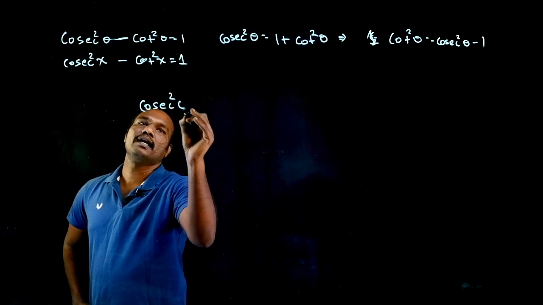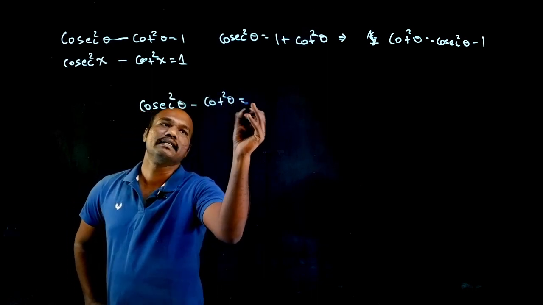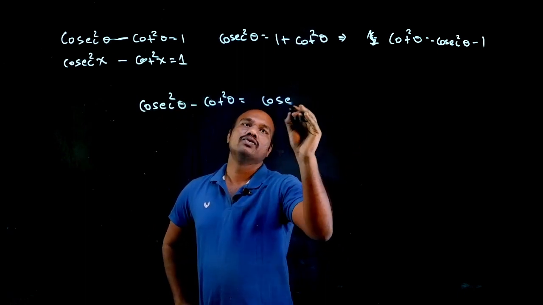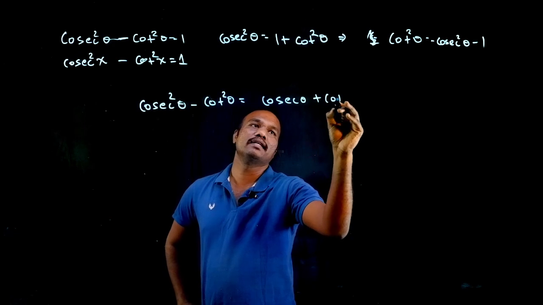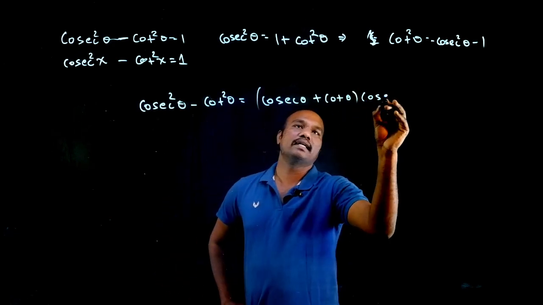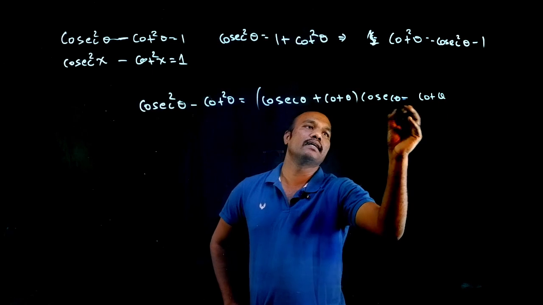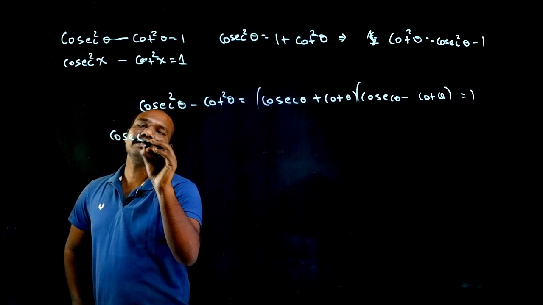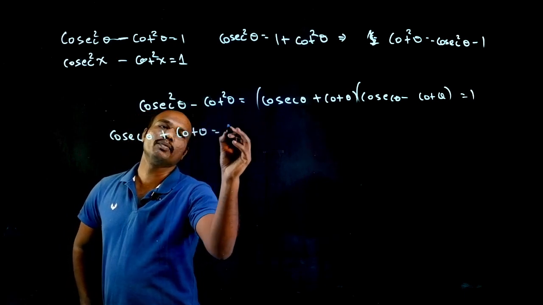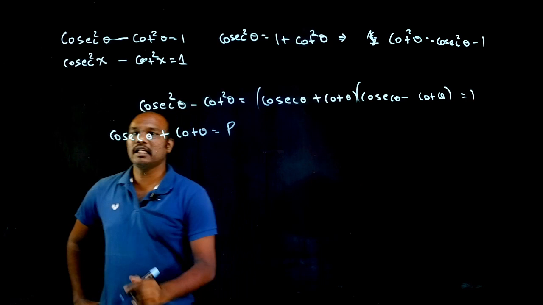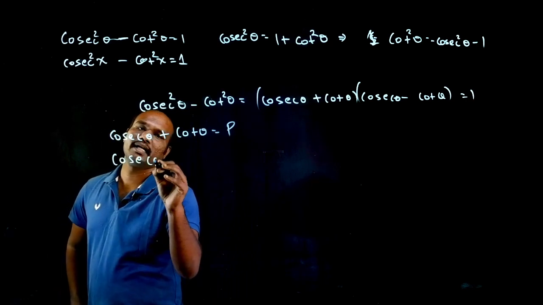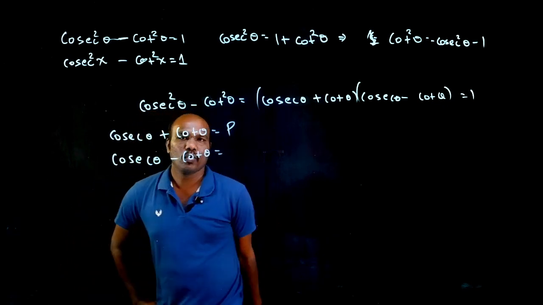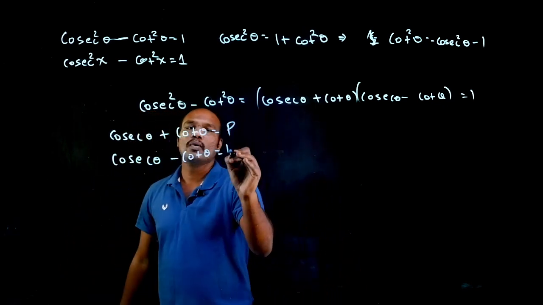Cosecant square theta minus cot square theta is nothing but a square minus b square, which is a minus b into a plus b, or a plus b into a minus b. So cosecant theta plus cot theta into cosecant theta minus cot theta is equal to 1. Now my question is, cosecant theta plus cot theta is equal to p. Can you tell me the value of cosecant theta minus cot theta? What will be the value? P means this will become 1 by P.